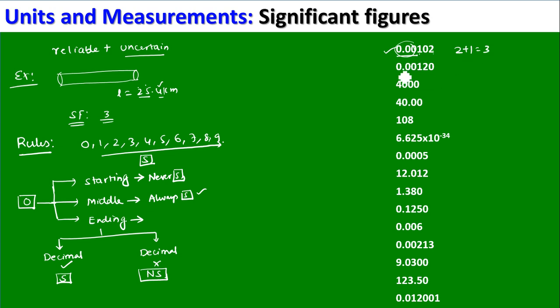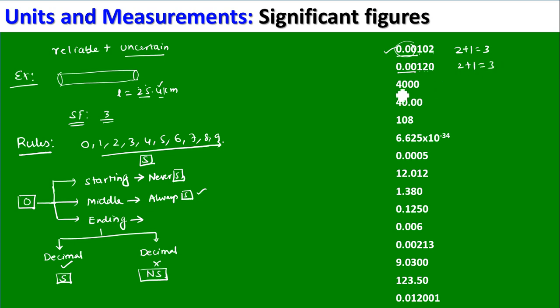Next again, you have 0.00120. These three zeros are not significant, forget about them. 1, 2 is again significant, plus this 0 is the ending 0. In this number you have to see whether a decimal is there or not. Ending zeros, check whether a decimal is there or not. Decimal is there, so significant. So 1, 2, 0 is also significant here. So 2 plus 1, again 3.